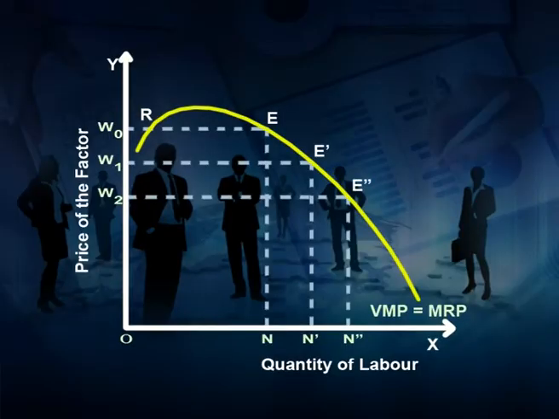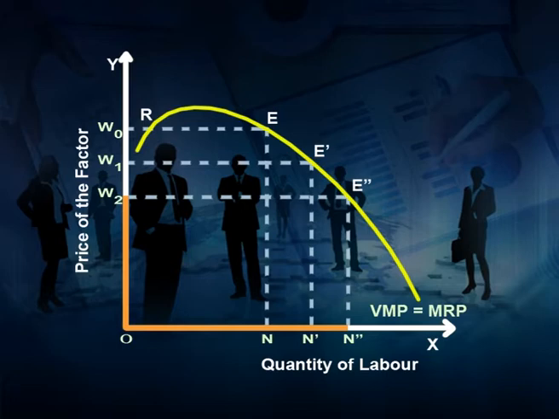Therefore, at equilibrium wage rate, the value of marginal product of labor, that is VMPL, will equal marginal revenue product of labor MRPL. In this figure, if the market price of labor, which is wage, is OW0, then the firm will employ ON units of labor, since at ON, the MRP of labor is equal to its wage, which is OW0. Now, if the wage rate falls to OW1, the demand for labor will increase to ON', where the marginal revenue product MRP of labor is equal to the new wage rate OW1. If the wage rate again falls to OW2, then the demand for labor will rise to ON''.